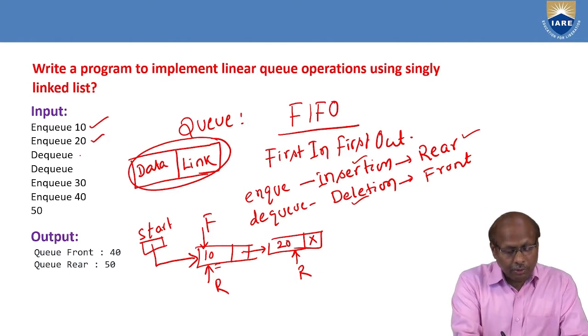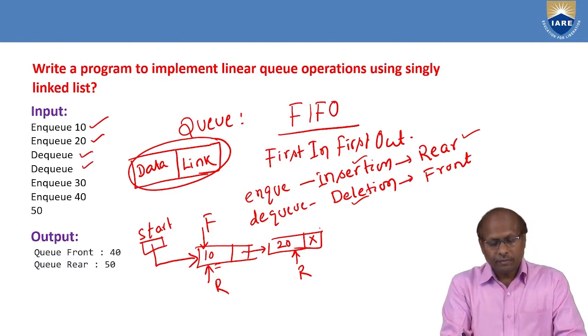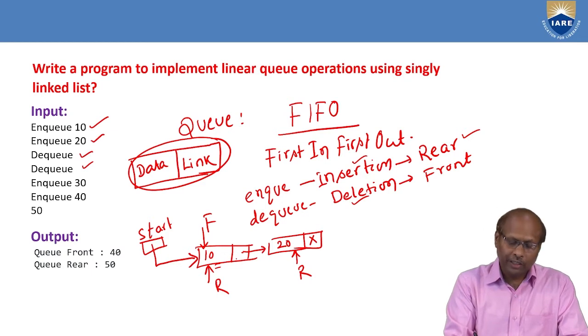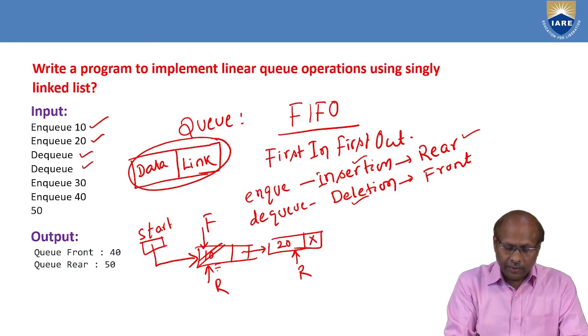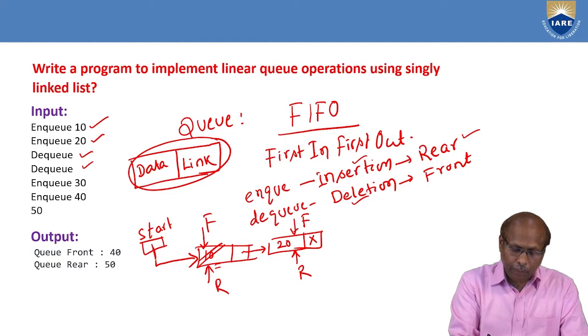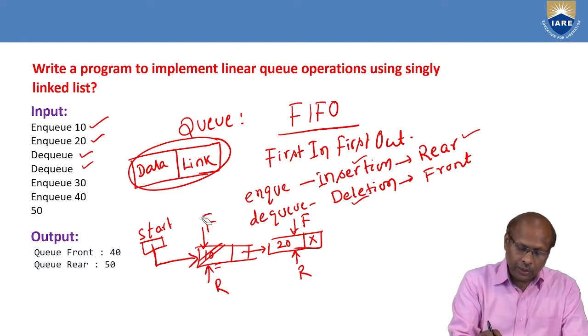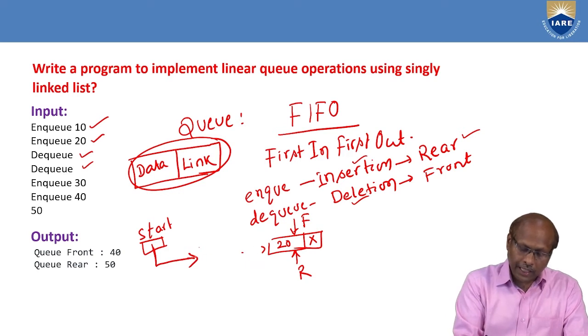Now here my question is, do DQ also. DQ means wherever front is there, that node you have to delete. Here 10 is on the front side now, so 10 will be deleted. After deletion, my front will be moving forward. So front is now coming here, and start is also pointing to the next. So this node will be deleted, and automatically start points to the second node now.